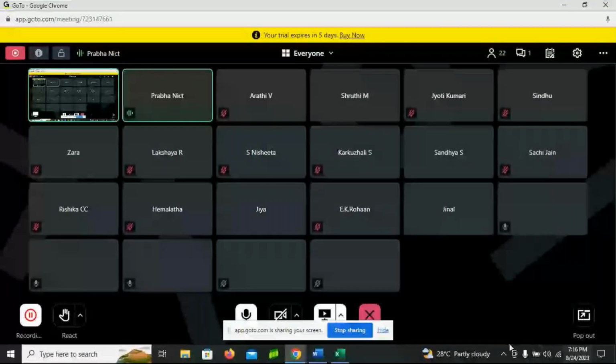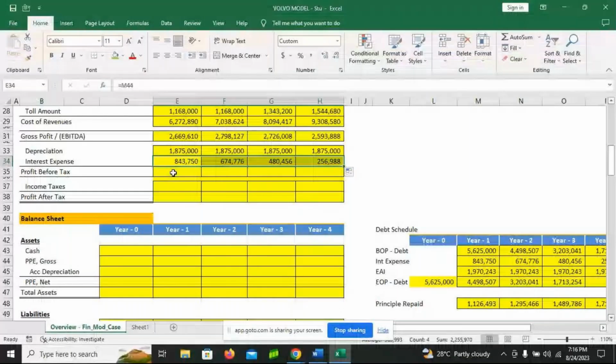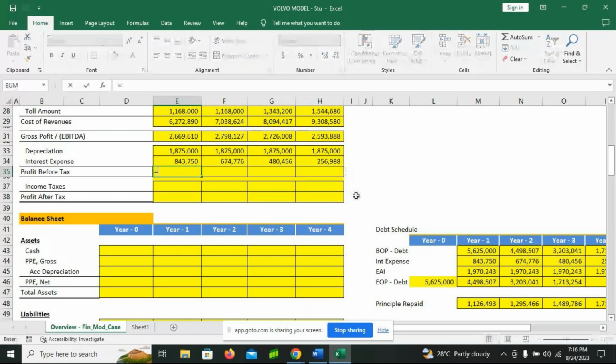So interest expenses I have taken. Now I have to calculate the PBT, that is profit before tax. So I will take equals E31 minus E33 minus E34. So for profit before tax, I'm going to take the EBITDA, depreciation and interest expenses. Okay, so enter. I'll come here and drag it.